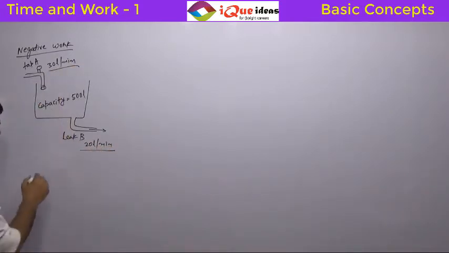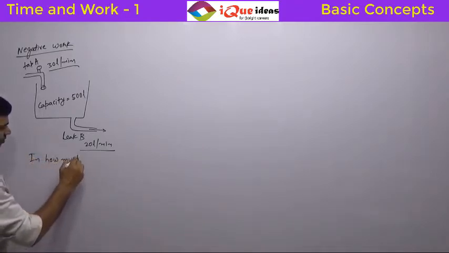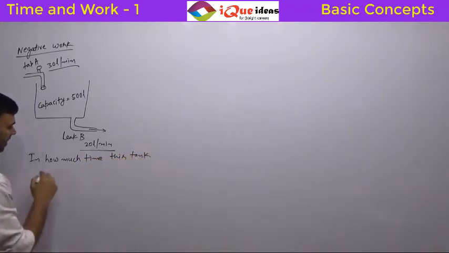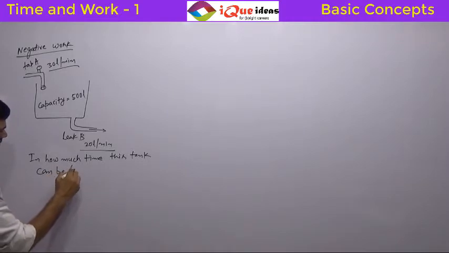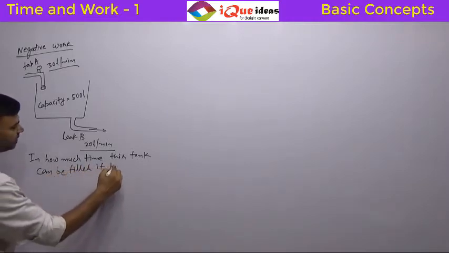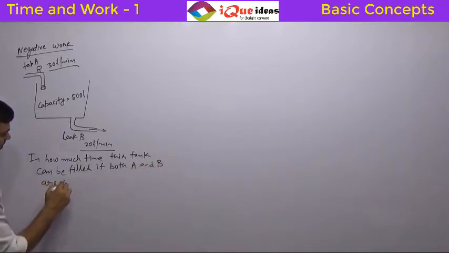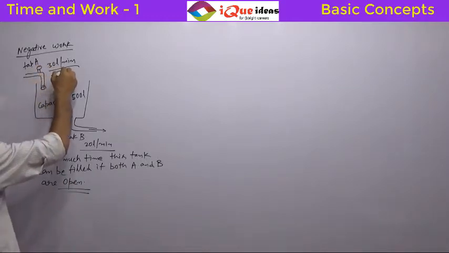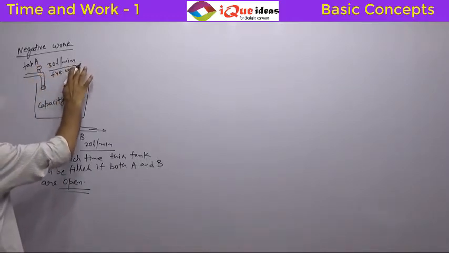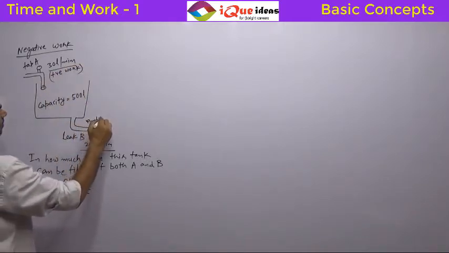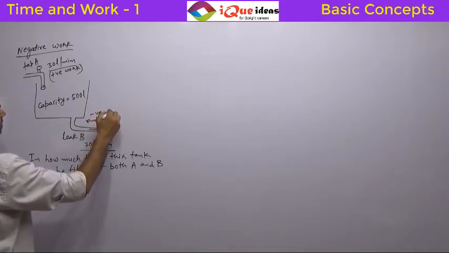Now in how much time can this tank be filled if both A and B are open? Now what will happen? For filling, this is a positive work because this is trying to fill, right? And this is trying to empty. So this is the negative work. This is the concept of negative work.